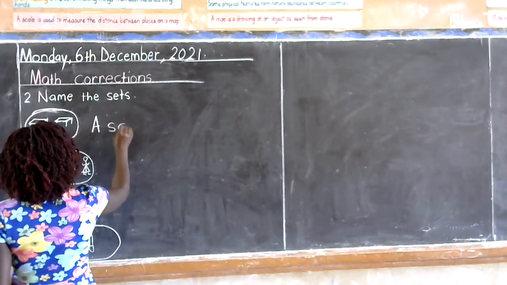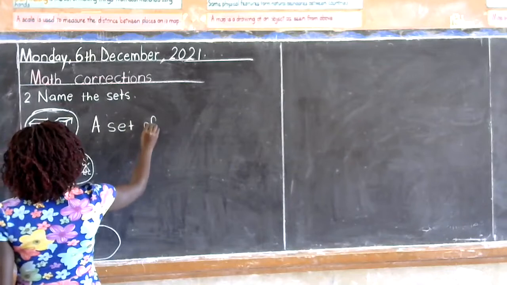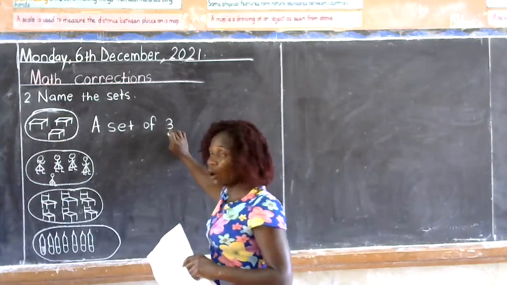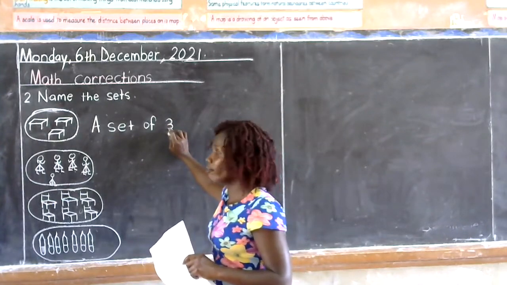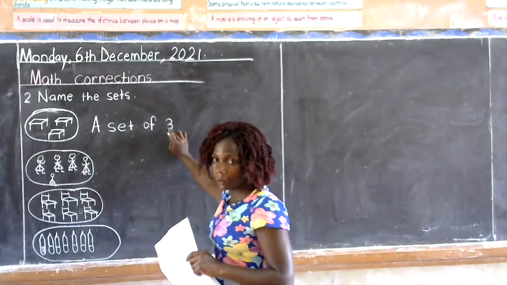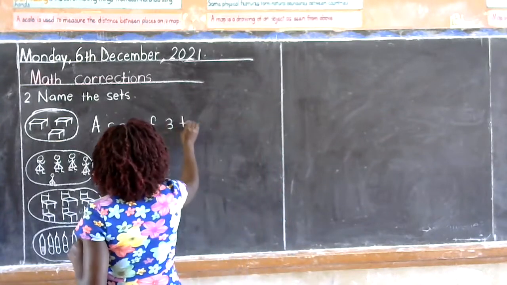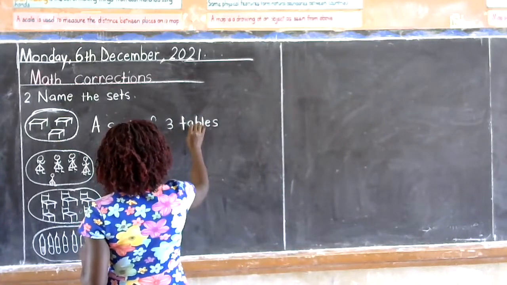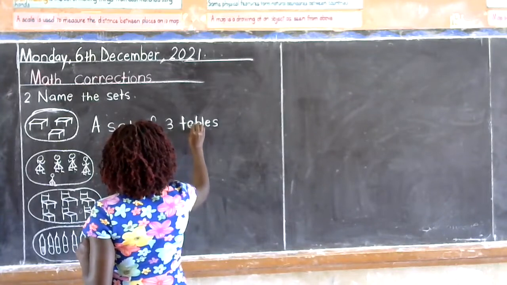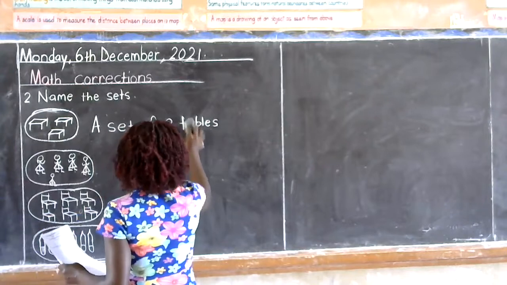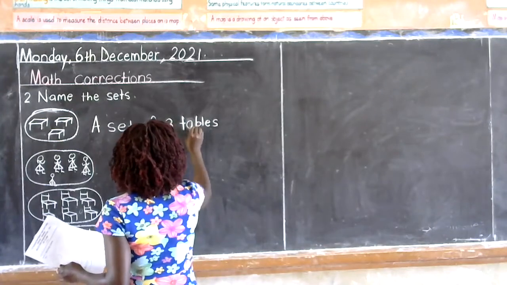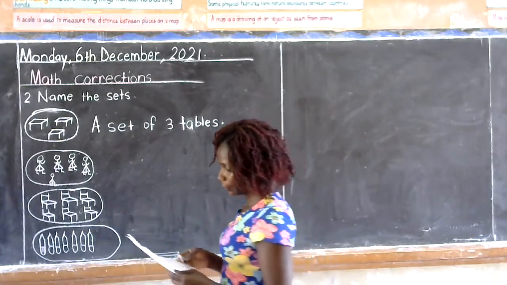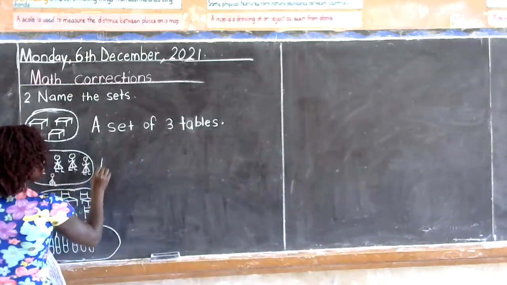A set of 3. You may put a figure, or you may even write the number of objects in words. Okay? Good. A set of 3 tables. That is how you are supposed to answer. Have you got me, friends? Good.